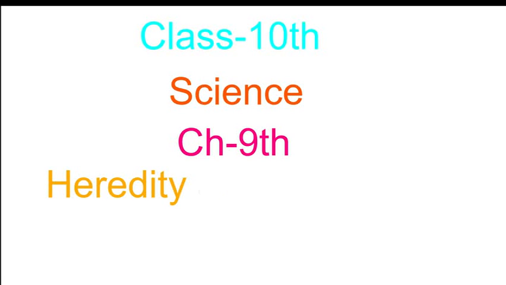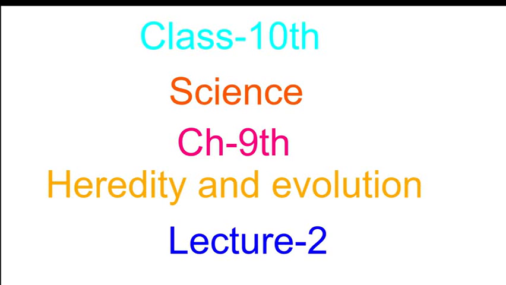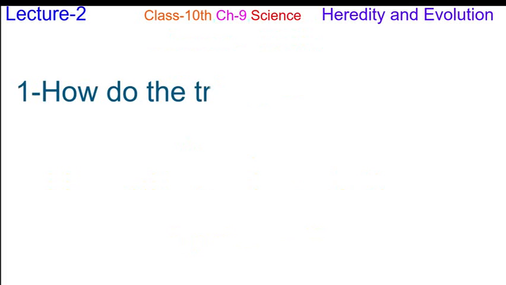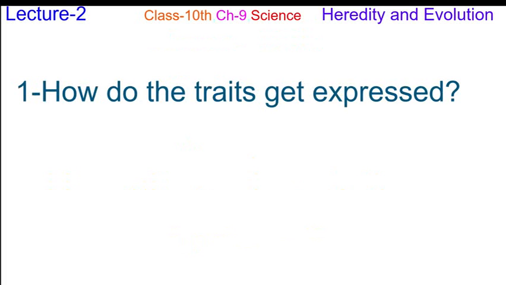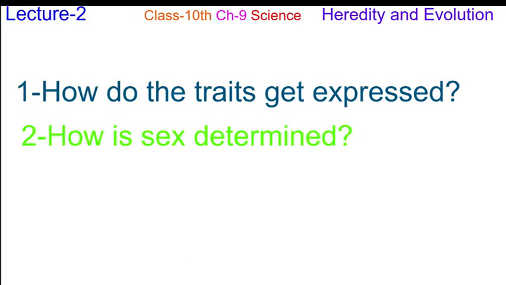Class 10th, Science Chapter 9, Heredity and Evolution. Lecture 2. In this lecture, we shall learn, first, how do the traits get expressed in the progeny, and second, how is sex determined. Let's discuss first: how do the traits get expressed?